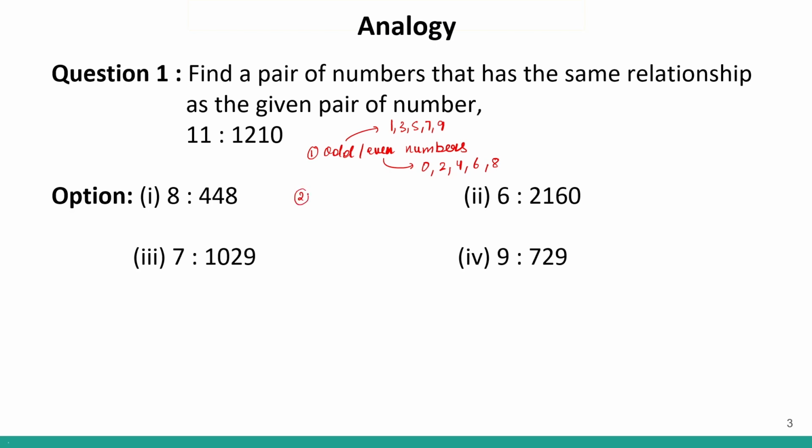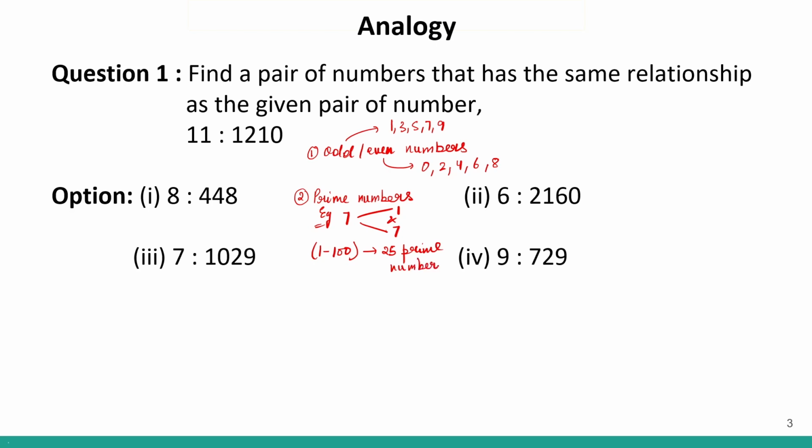Then you should be aware about the concept of prime numbers. What are prime numbers? Numbers that have only two factors, that is 1 and the number itself. For example, if we have a number 7, it has only two factors, 1 and 7. So this is a prime number. You should remember prime numbers of at least 1 to 100. Between 1 to 100, how many prime numbers are there? We have 25 prime numbers between 1 to 100.